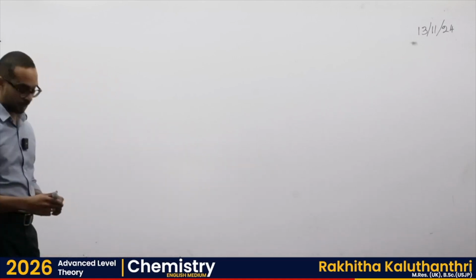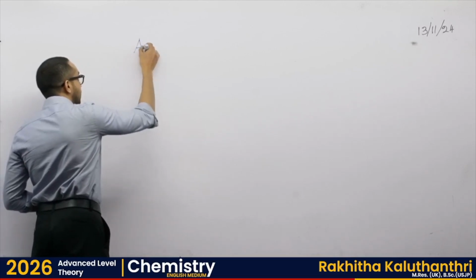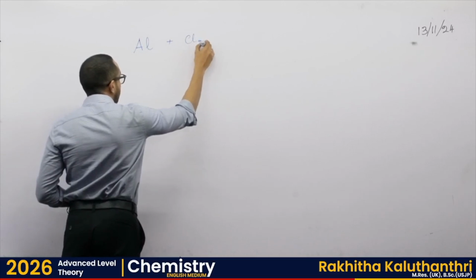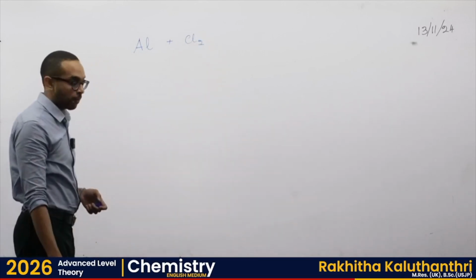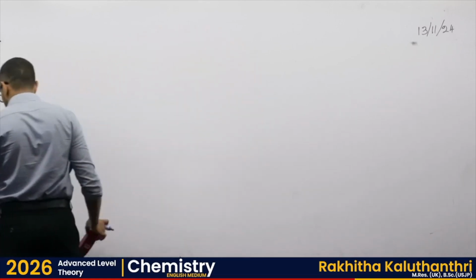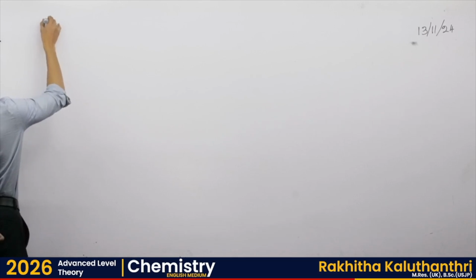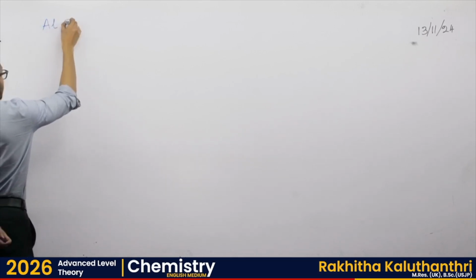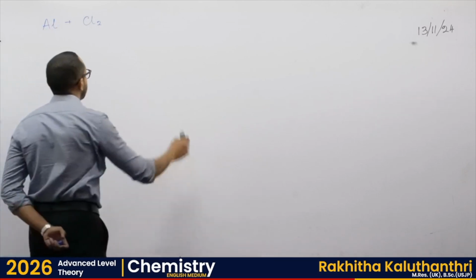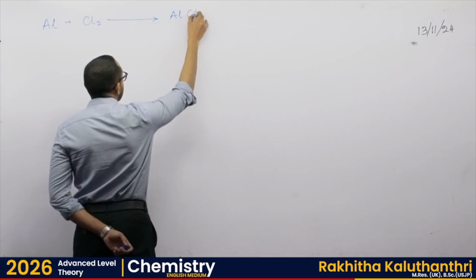Now, let's see. These are reactions that I want you to develop an idea on, right? This one I will do step by step, very clearly, so that you understand how to approach a question like this. Let's say we have aluminium reacting with chlorine, forming aluminium chloride, AlCl3.